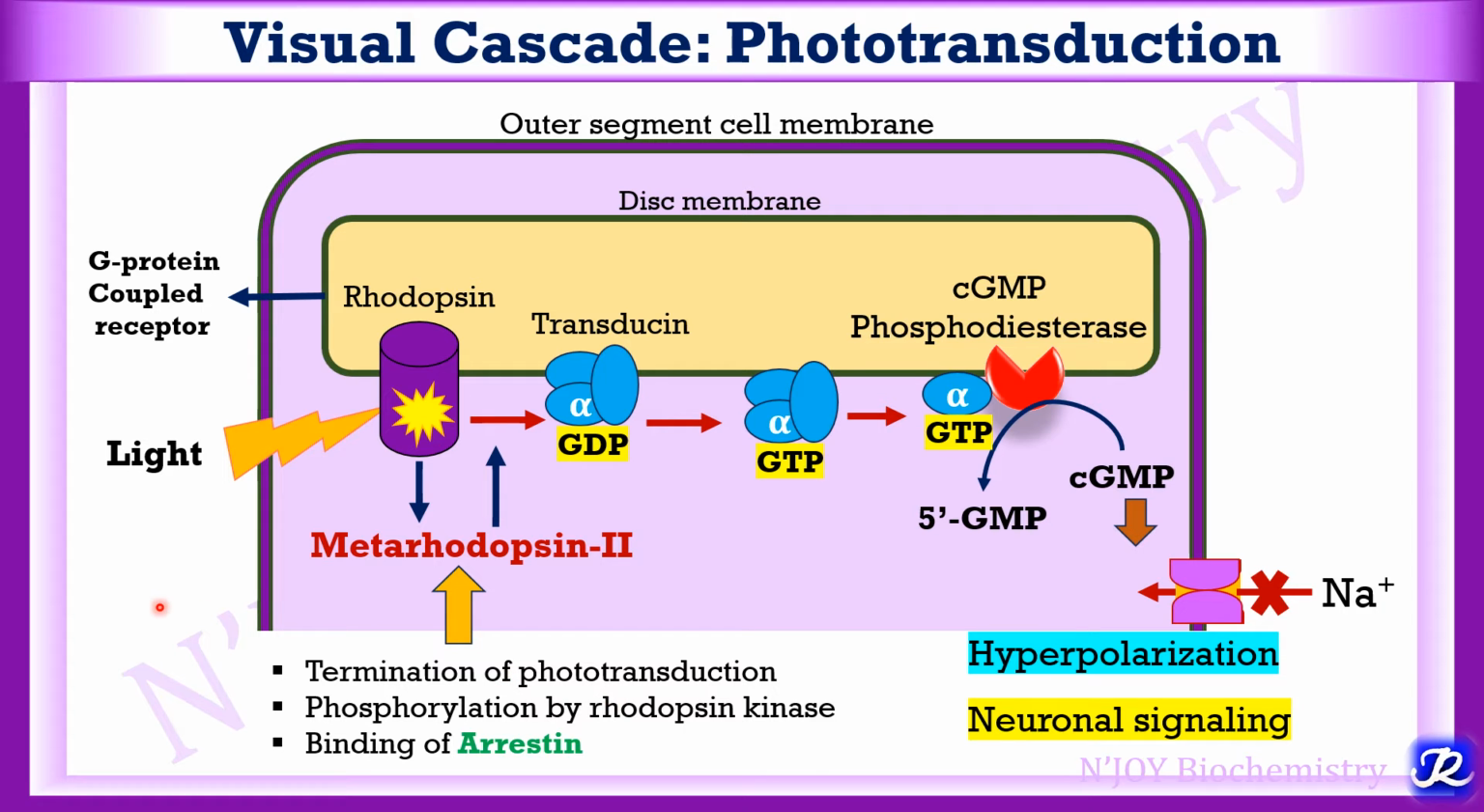So these are the various events of the visual cascade of phototransduction that occurs in the disc membrane, which involves the G protein coupled receptor rhodopsin, G protein transducin, and cyclic GMP phosphodiesterase, and ultimately the concentration of cyclic GMP is reduced by activation of this phosphodiesterase enzyme by the transducin, which leads to hyperpolarization and then neuronal signaling.